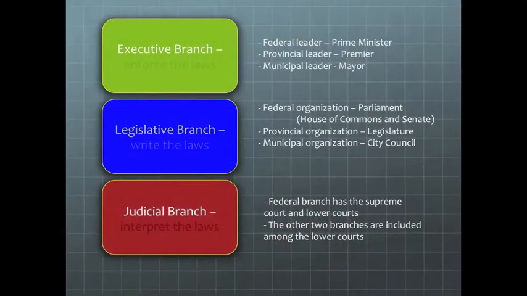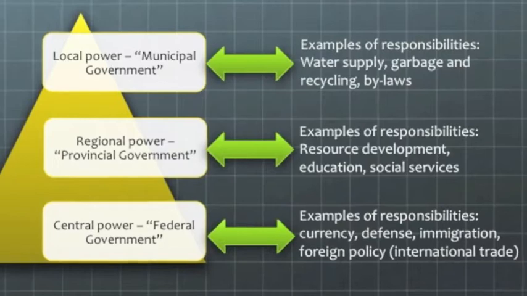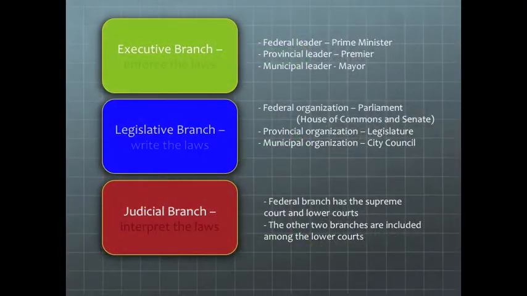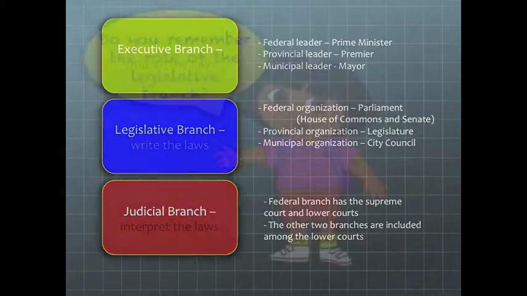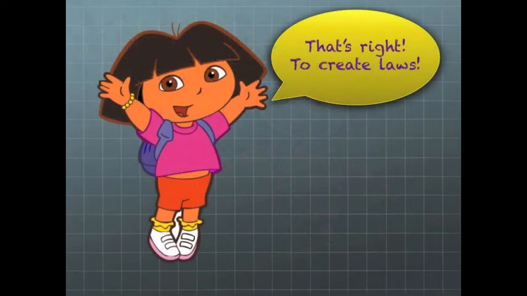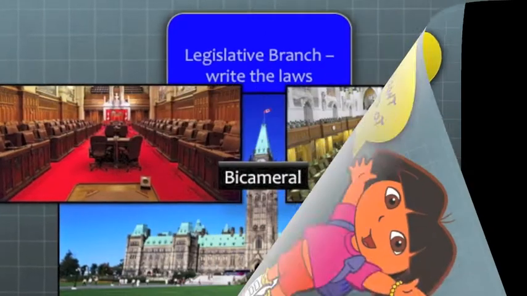Canada has three branches of government. No, not the federal, provincial, municipal. That's the levels of government. The branches of government are the executive, legislative, and judicial. Do you remember what the role of the legislative branch is? That's right, to pass laws. Today we're going to talk about how laws are created.